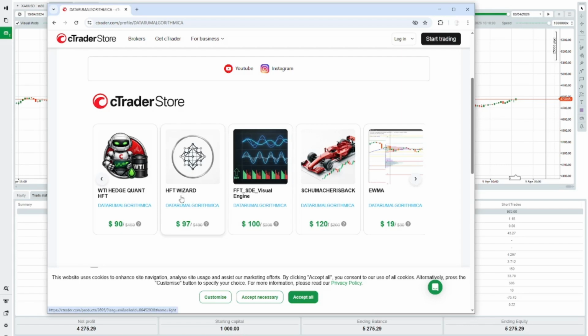Then you have this HFT Wizard, which basically is very fast scalping. It has a grid engine and it works with order blocks. So it finds the order blocks, it tests the ATR, and then it basically goes very fast in scalping.